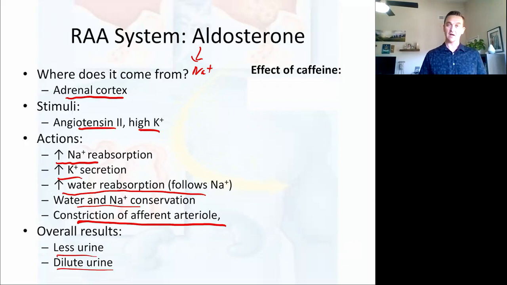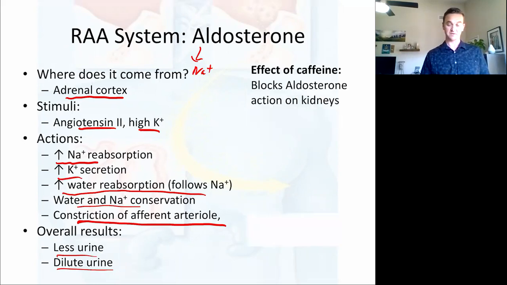We also know that caffeine is a diuretic as well, and caffeine, being a diuretic, works in a little bit different way than we talked about with alcohol. This one works with aldosterone. This one blocks the effects of aldosterone acting on the kidneys. Remember, alcohol blocked ADH release. Caffeine blocks the effects of aldosterone on the kidneys.